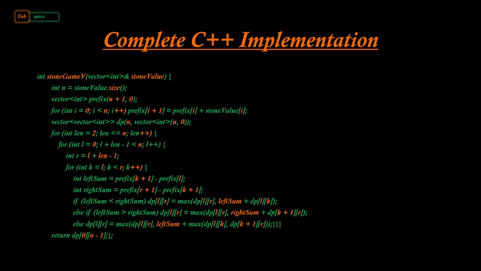Let's now look at the complete implementation. We first determine the size of the array. Then we construct the prefix sum array. After that, we create the two-dimensional DP table. The outer loop processes intervals from smaller to larger. For each interval, we try every possible split. For every split, prefix sums give us the left and right values in constant time. Then we apply the appropriate transition based on the comparison between the two sums. Finally, after all intervals have been processed, the answer for the entire array is stored in dp[0][n-1]. So the implementation is a direct translation of the mathematical recurrence we derived earlier.